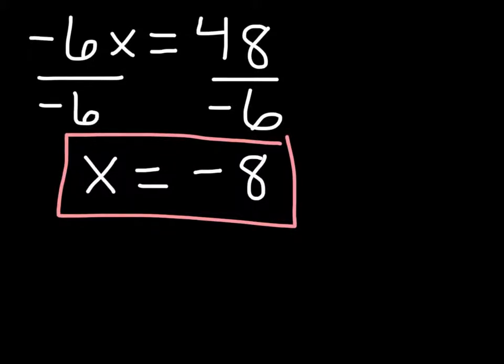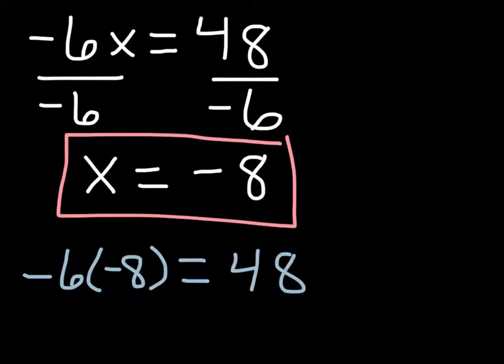If we wish to check our work, all we have to do is simply insert our negative 8 into our original equation. Negative 6 times negative 8 equals 48. Well, 8 times 6 is 48, and our two negative signs negate one another. So yes, indeed, we have 48 equaling 48. We did our work correctly.